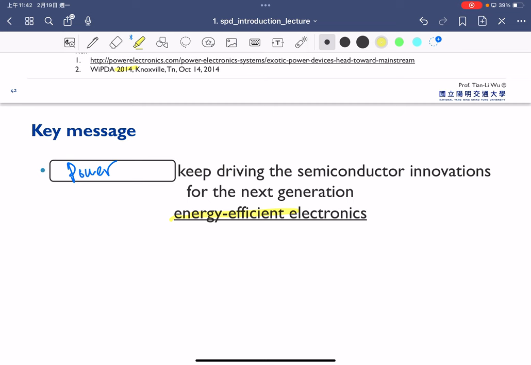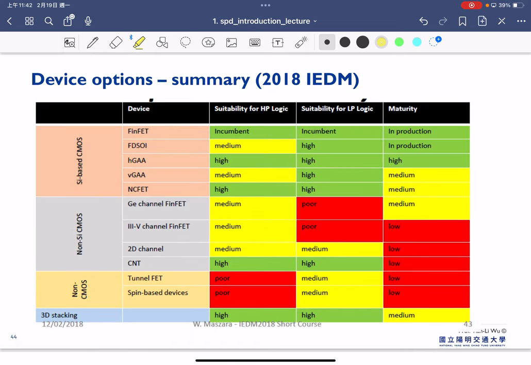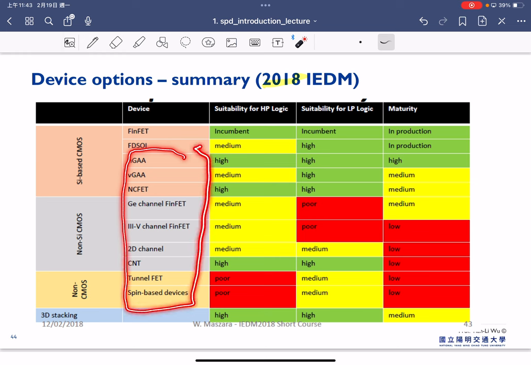And in the last few slides, I just want to let you know that what we discussed in this introduction is not purely academic. It's pretty practical, because it's already in the industry roadmap of how they turn these into products. This is a device option summary in 2018. You can see FinFET is already in production, and fully depleted SOI is also in production. And there are some other options that everyone is working on in academia, which is also very interesting in this field.